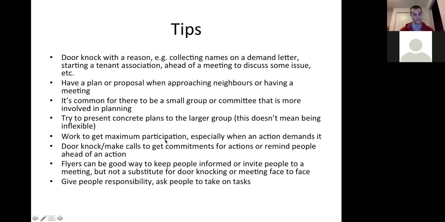Related to actions, for many actions you're going to want to have as much participation as possible. There are some actions that might not require it, or rare actions where you might not want it, but typically you're going to want as many tenants as possible to be participating. That means, as much as possible, planning actions at a time that people are going to be available. But then also, when you're having your meetings or discussing those actions as a group, you want to get commitments from people. And one thing that I think people early on might not think to do is following up with neighbors ahead of the action to remind them.